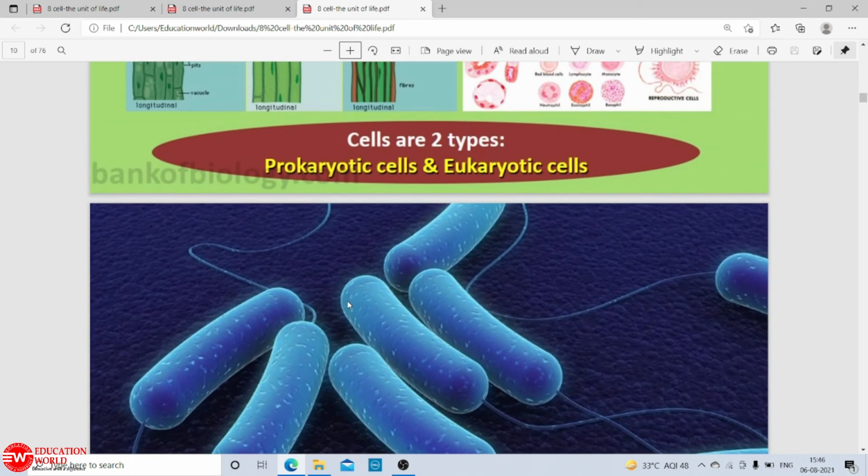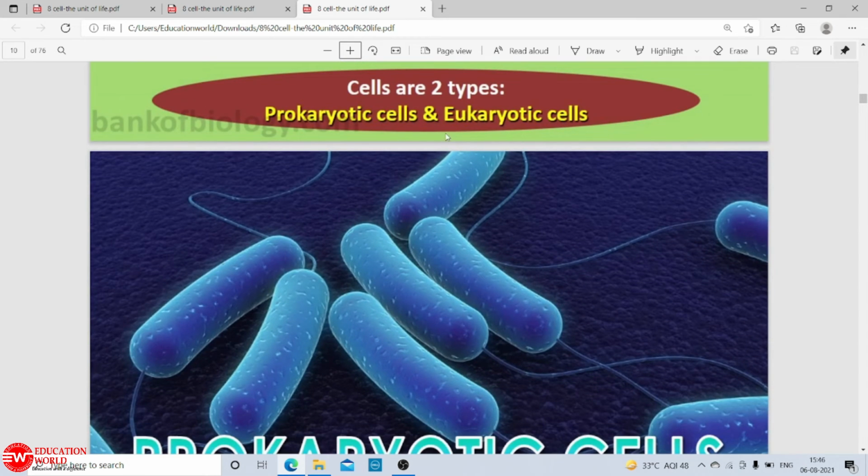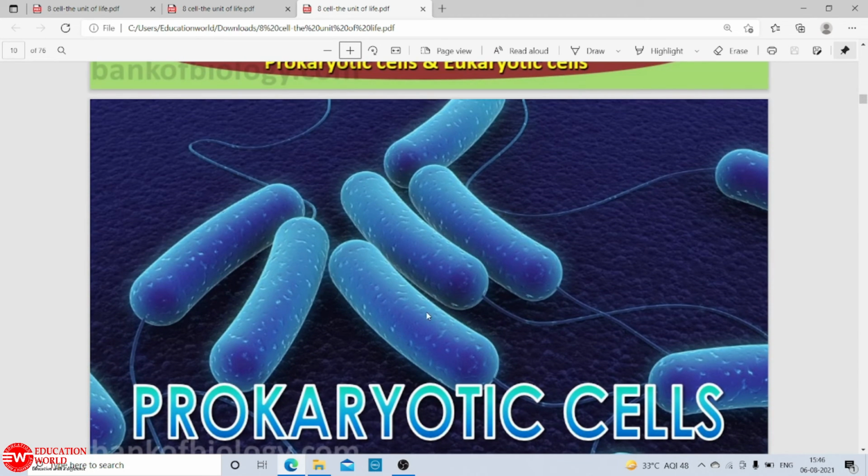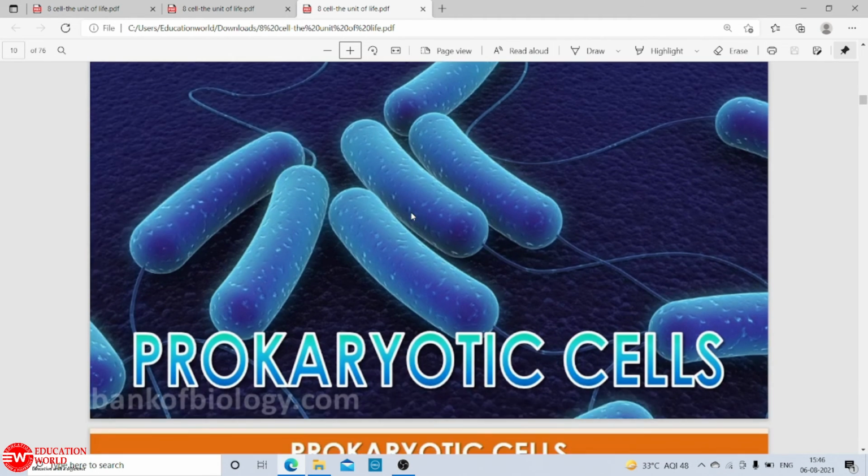And primarily, the cells are of two types: prokaryotic cells and eukaryotic cells. Prokaryotic cells refers to bacterial cells, whereas eukaryotic cells refers to plant cell, animal cell, fungal cell, protist cell, etc.